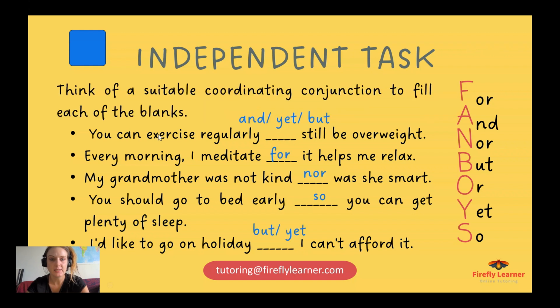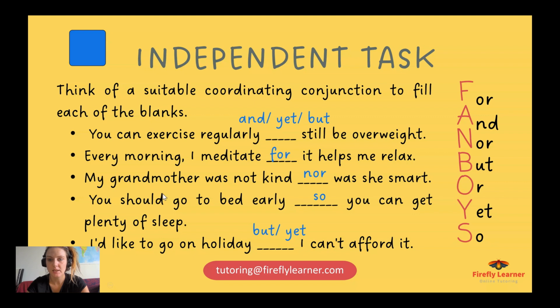So you can exercise regularly. We could use and, yet, or but in that first sentence to fill in the coordinating conjunction spot. Every morning I meditate, for it helps me relax. Remember, for is similar to because. So I meditate because it helps me relax. I meditate for it helps me relax.